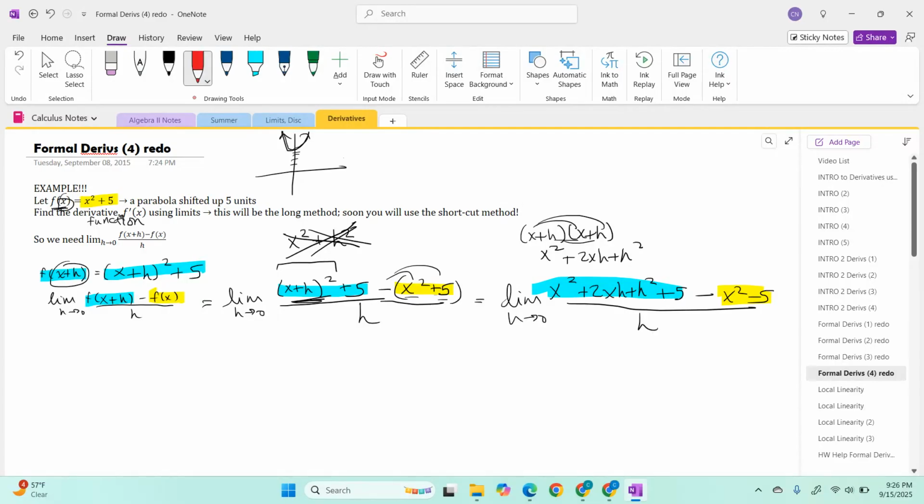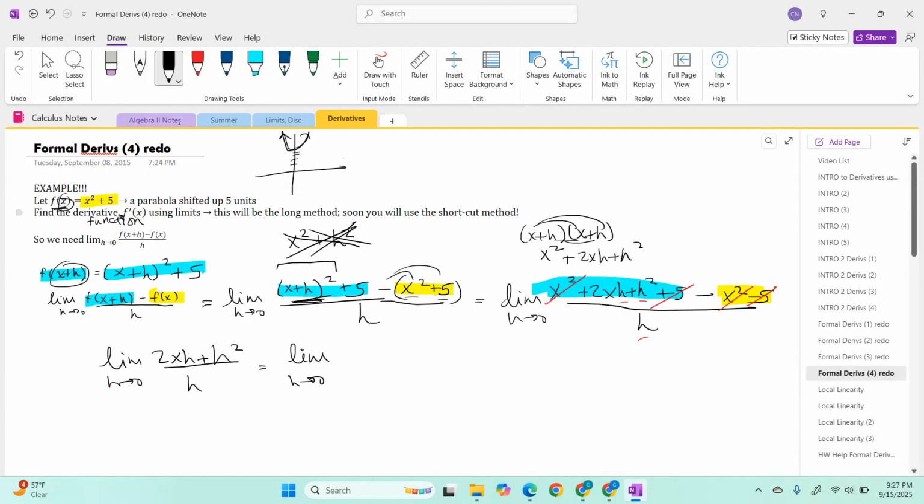So let's look really carefully here. I have x squared minus x squared. I have 5 minus 5. The only things left have h's in them, which is great. So I have the limit as h goes to 0, 2xh plus h squared all over h. All right. If I tried plugging 0 in for h right now, I will get 0 over 0, which is indeterminate form, which means do more work. Let's see if I can factor and cancel, because I'm not going to stop at 0 over 0.